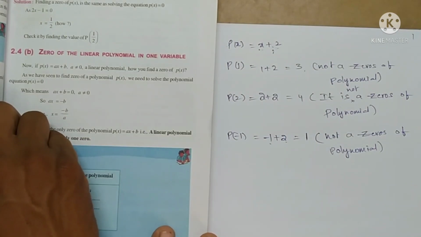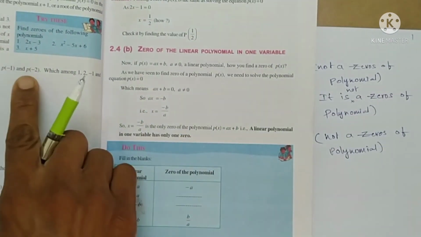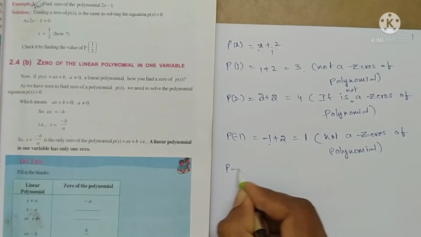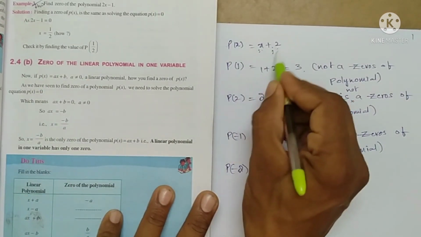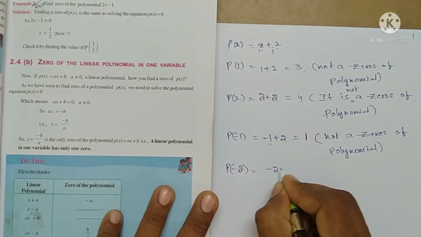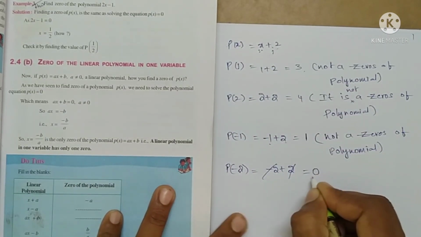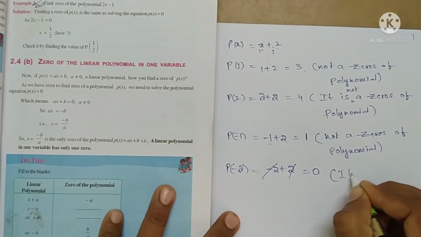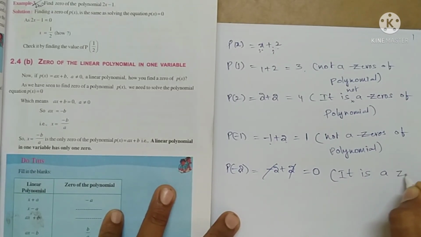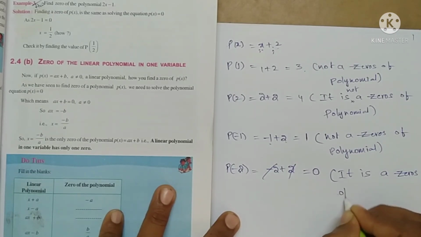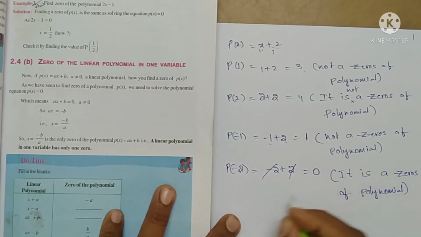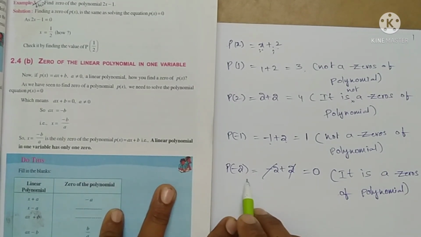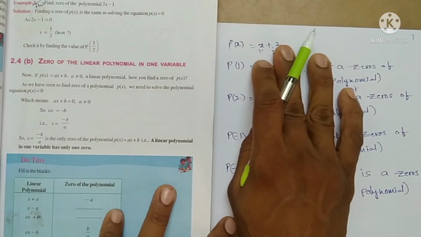So P of minus 2. Substitute minus 2 instead of x in our given polynomial. Minus 2 plus 2. Result is 0. So it is a zero of the polynomial. So P of minus 2 is equal to 0. So x equals minus 2 is the zero of the polynomial.